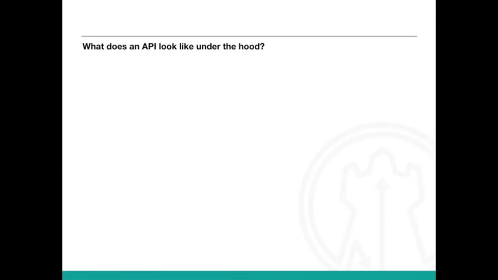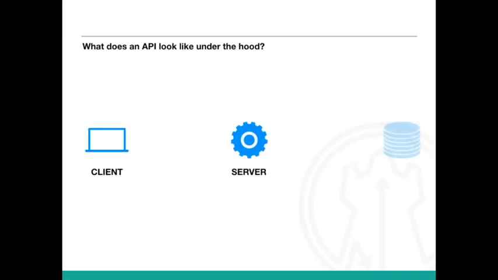So let's take a quick look at what an API looks like under the hood, graphically. We're going to look at the primary components that constitute this whole transaction within an API. We've got our client, which is your computer, our server, and our database. The first thing that's going to happen typically is the client is going to make a request of the server.